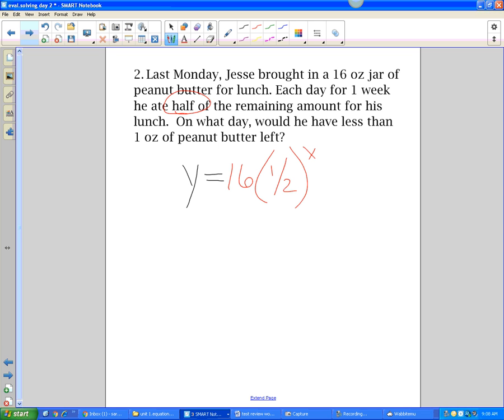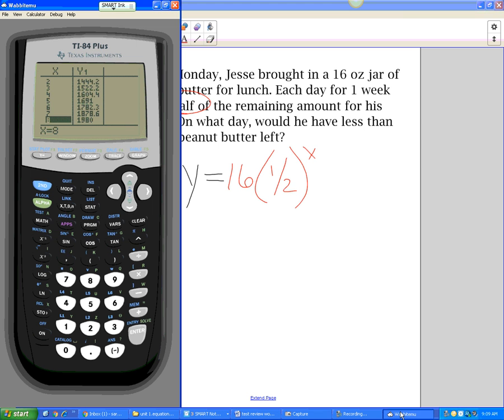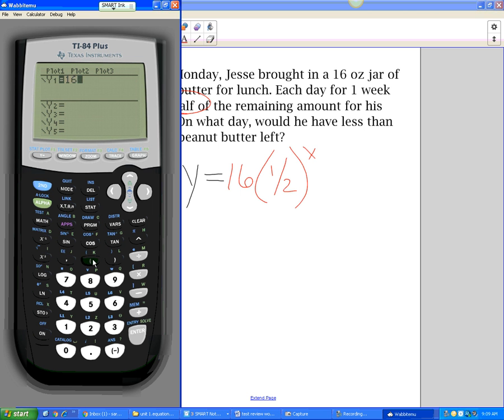Ethan G., what's the question asking? How are we going to answer that, Ethan? What do we have to do with this? Put it in the y equals in the calculator. Everybody should be doing that. I know some of y'all have already done it. That's fine, but everybody should do it. 16 parentheses 1/2 to the x.